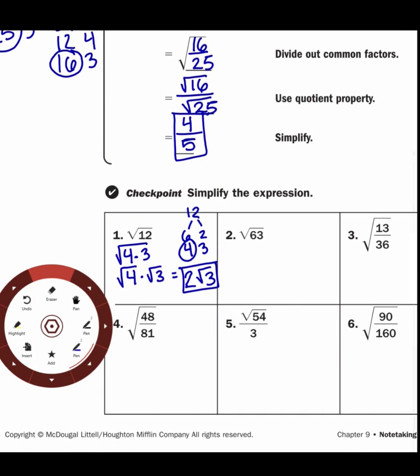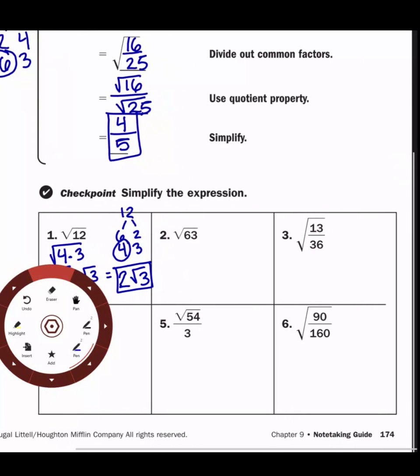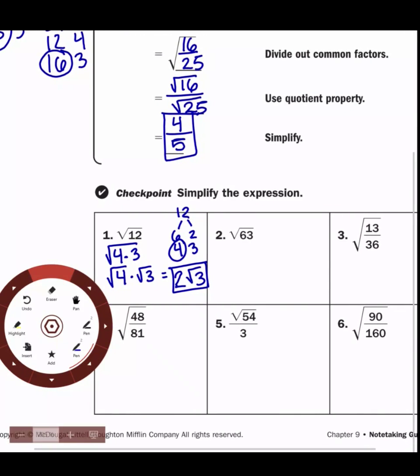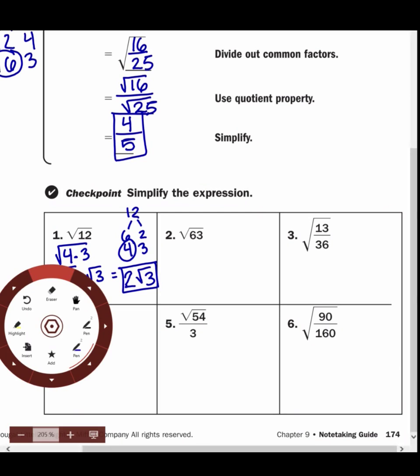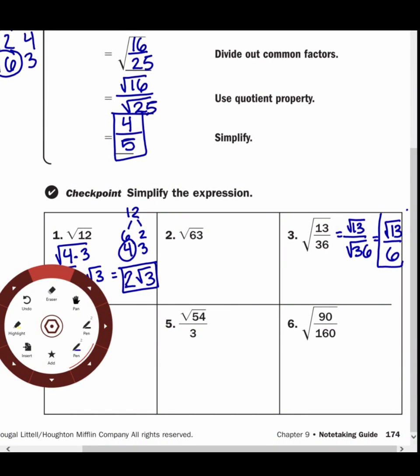Then I'm going to do one more for you guys. Let's look at number 4. Okay, 48. We actually already broke 48 down. Actually, let's do number 3, because I'm not sure number 4 is getting recorded. So number 3, we'll break that down into radical 13 over radical 36. Well, radical 36 is just a 6. So I'm left with radical 13 over 6. And nothing goes into 13, so I'm done. It's just radical 13 over 6.